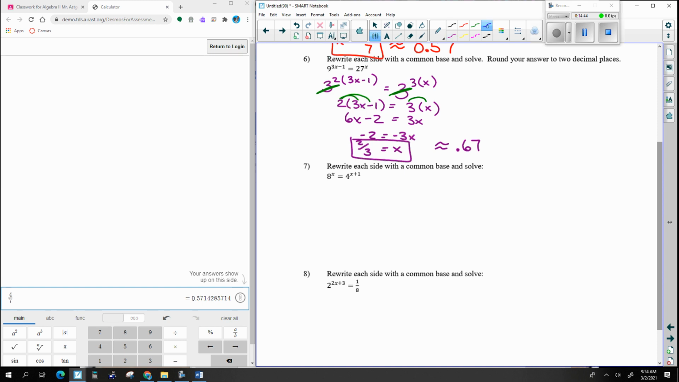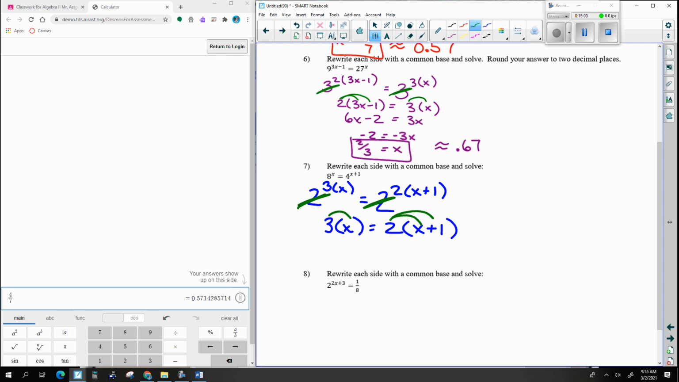Eight and 4, they're both versions of 2, so this is 2 to the 3rd. 4 is 2 to the 2nd. So we created the common base, they drop. Okay, multiply into these parentheses. Subtract 2x from both sides. X is equal to 2.